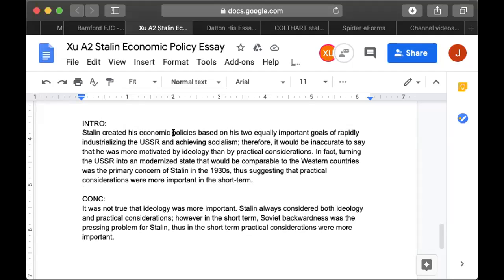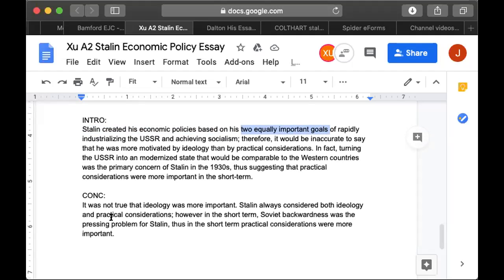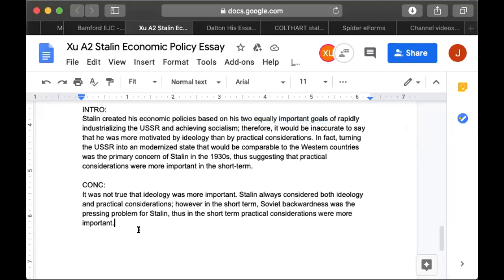So we talked right at the beginning of this process, when we planned the essay, about nuance, and you're all writing nuanced arguments because of the way that you've planned it. But let's look at consistency. So the introduction starts, "Stalin created his economic policies based on his two equally important goals." So the introduction says that these two goals, the ones mentioned in the question, are equally important. Does the conclusion say the same thing? It doesn't use exactly the same language, but it does say it's not true that ideology was more important. Stalin always considered both. So there's consistency there.